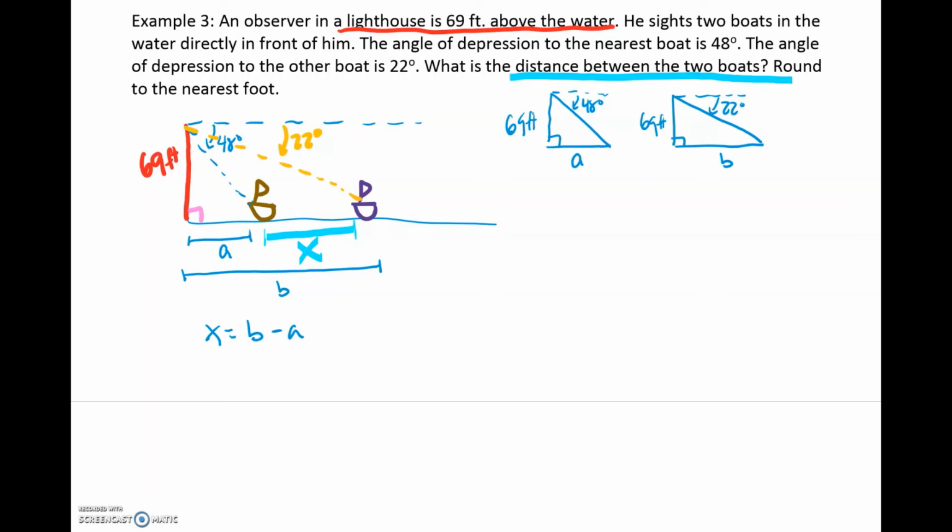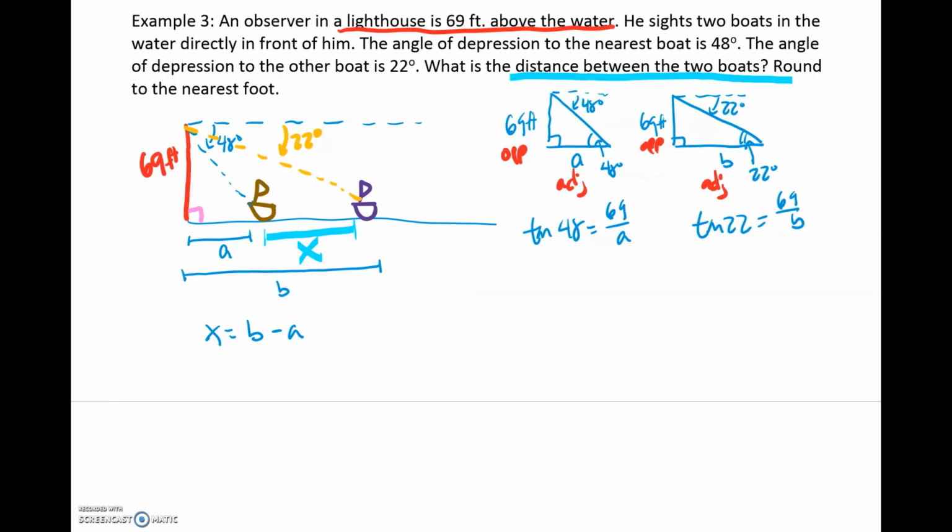Remember, every angle of elevation and corresponding angle of depression are congruent because of your alternate interior angles theorem. So if that's 48, this is also 48. If that's 22, this is also 22. And then we'll notice, hey, I'm dealing with opposite, looking for adjacent for both of these triangles. So then I'm doing TOA, which is a tangent. So tangent 48 equals 69 over A. Tangent 22 equals 69 over B.